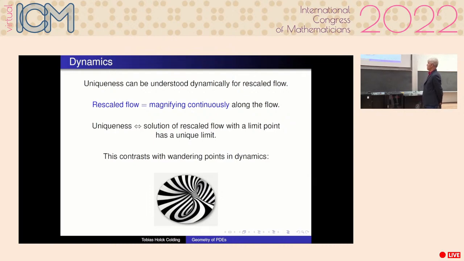And so you can think about it dynamically for what's called the rescale flow. The rescale flow is, instead of looking at a discrete sequence going to zero, where you're blowing up, you're magnifying, then as you're flowing along, you can continuously magnify. If you continuously magnify, then you get the rescale flow.